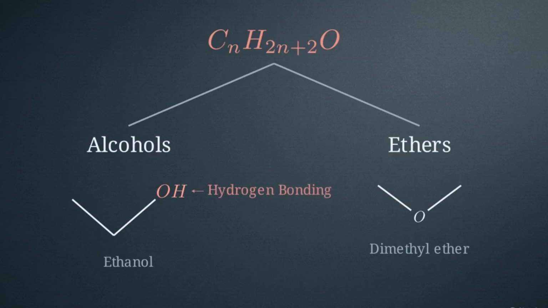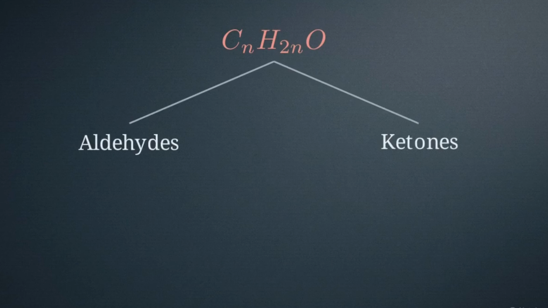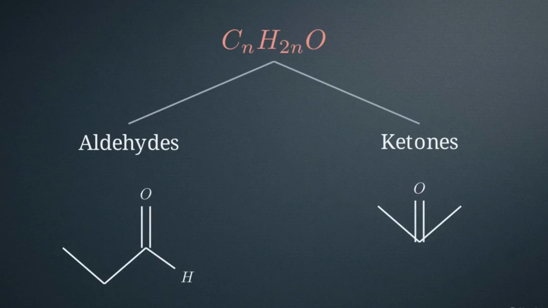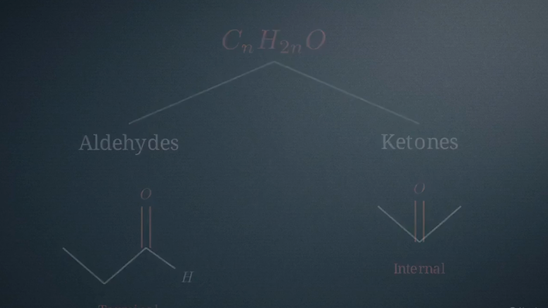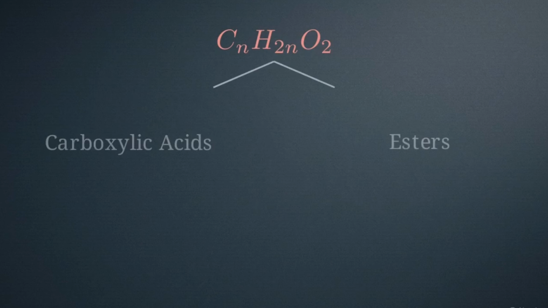Contrast ethanol with dimethyl ether. The alcohol path creates a polarized oxygen-hydrogen bond, allowing for strong hydrogen bonding. The ether structure traps the oxygen between carbons, preventing those interactions entirely. The second dyad rule applies to the formula CnH2nO. This specific ratio guarantees the presence of a carbonyl group, mapping exclusively to aldehydes and ketones.